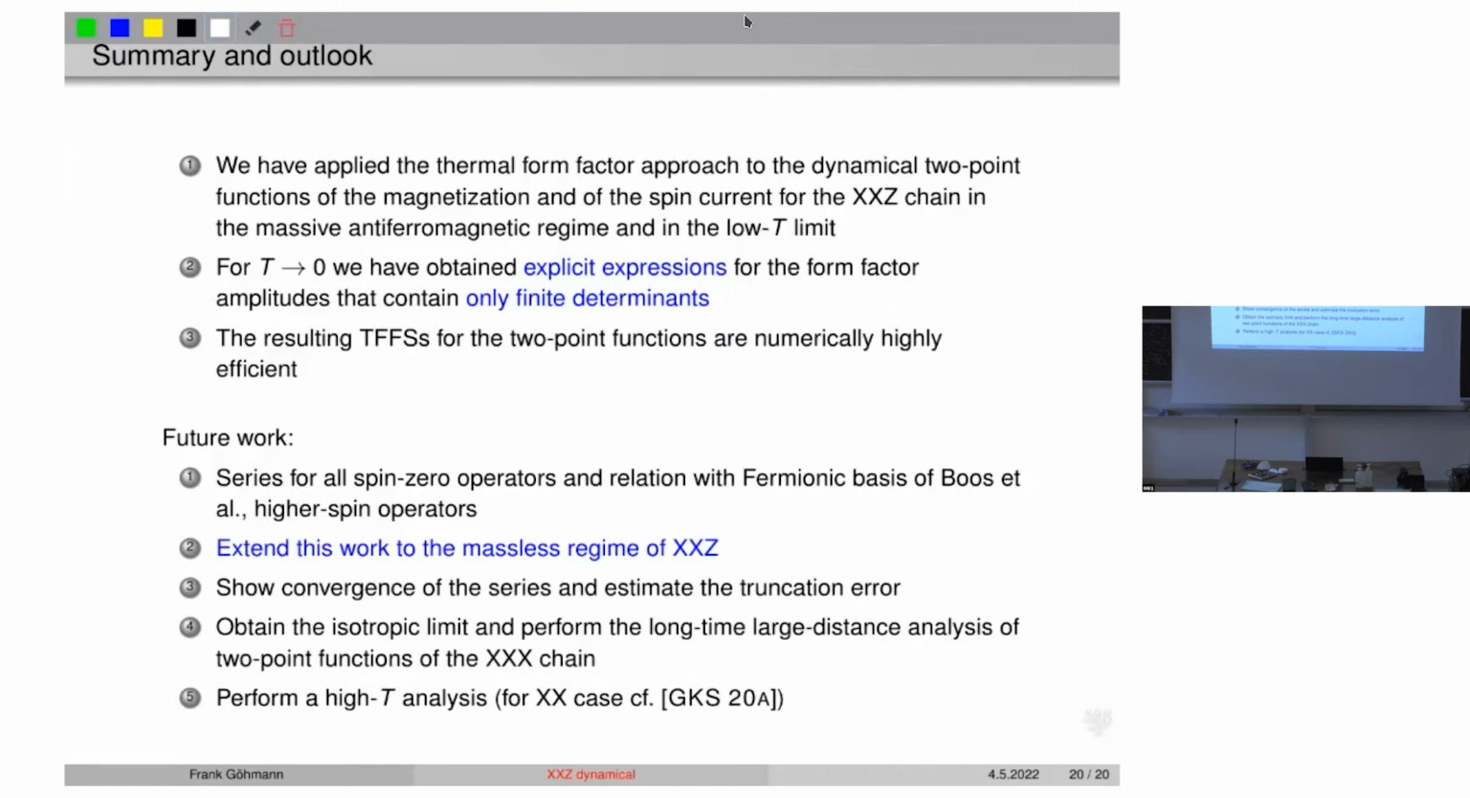And then we want to obtain the isotropic limit and perform the long-time large-distance asymptotic analysis of two-point functions of the XXX chain. And finally, which was actually our original motivation, of course, we want to go to finite temperature. And here, probably the first step would be to go for a high T analysis of the correlation functions.